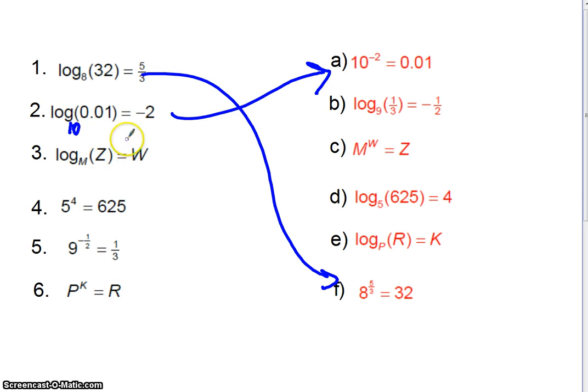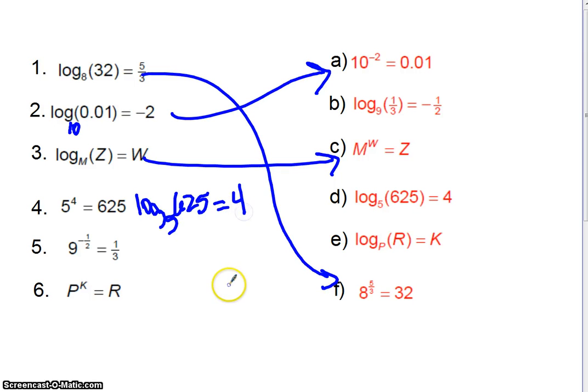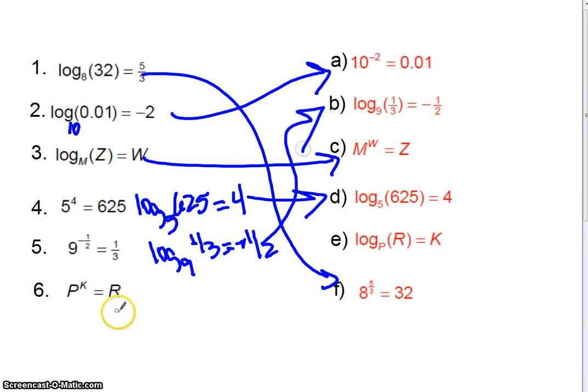m to the w equals z. This has to be rewritten with the log. Your base has to be 5, and then you're going to swap. So log base 5 of 625 is equal to 4. This is going to be log base 9 of 1/3 is equal to negative 1/2. And then log base p of r is equal to k.